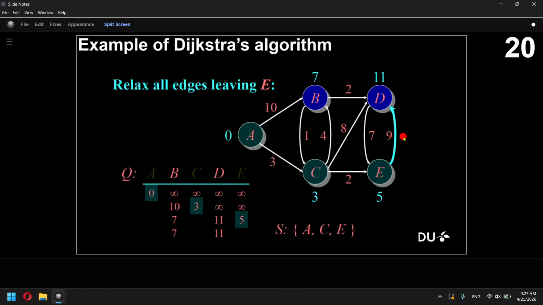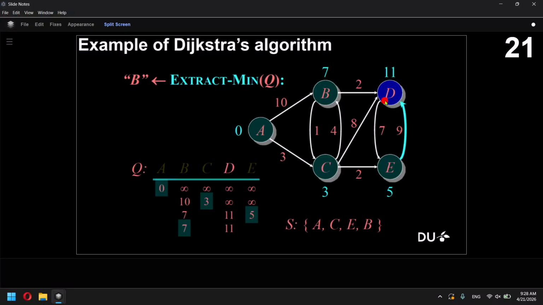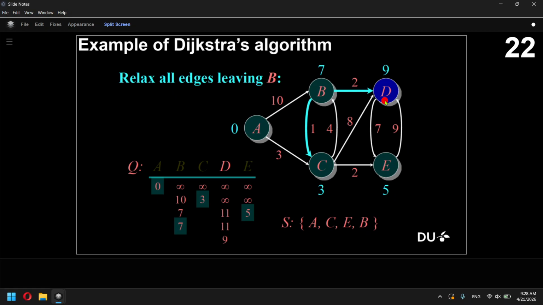So, then the next is actually 7, which is B, where I can go with 2 to D. 7 plus 2 is 9, less than 11. Then you will update D to 9. Okay, so this is the next minimum, and then you update this one here to 9. And then, do we have something remaining? Yes, we can go from D to E with 7, but it will be actually 16, and E is reachable from A with 5, which is closer.